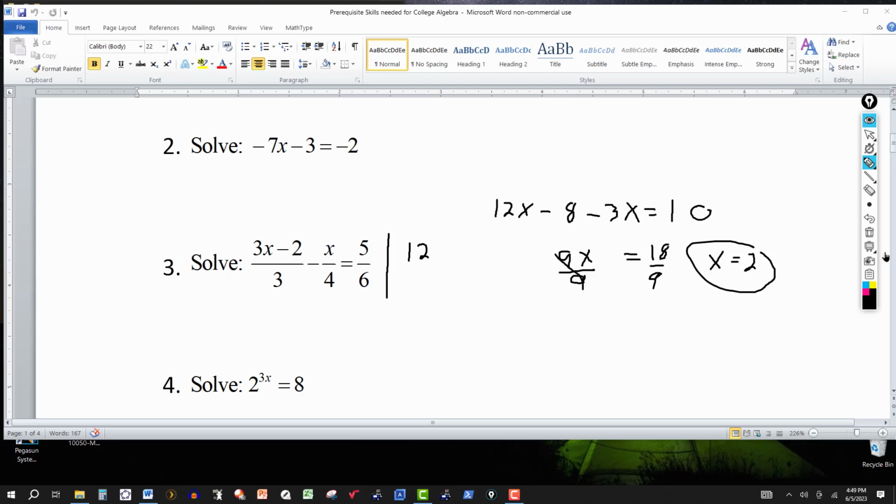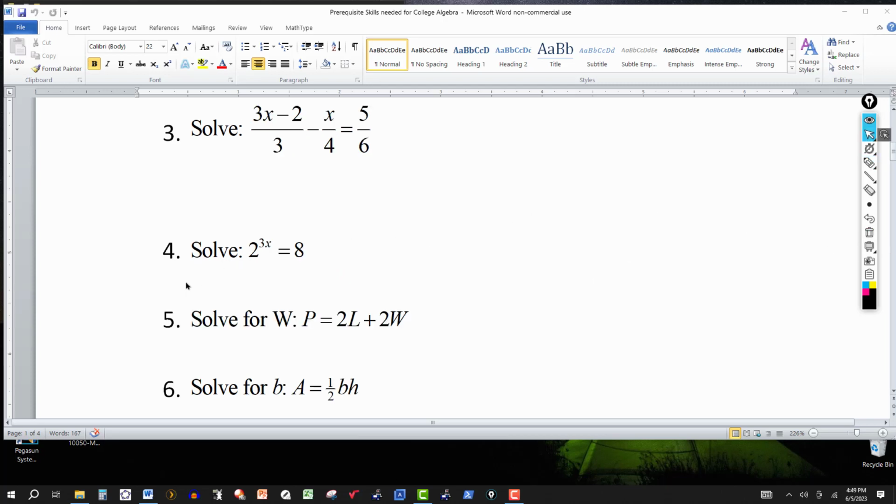Okay, those were linear equations, first degree. The next one I have is the equation 2 to the power of 3x equals 8. Now some of these you will cover in College Algebra. These are the very basic ones though, so these are things you should know. So let's see if we can figure this out just by writing the 8 as an exponential.